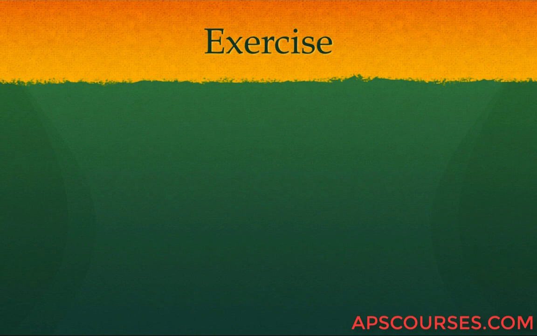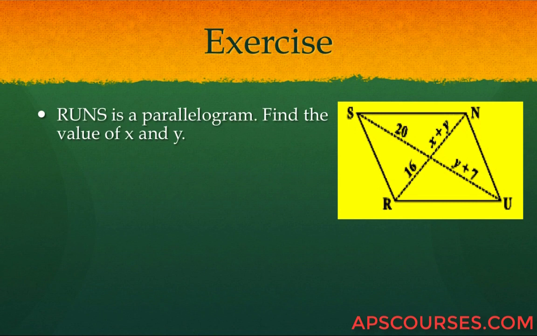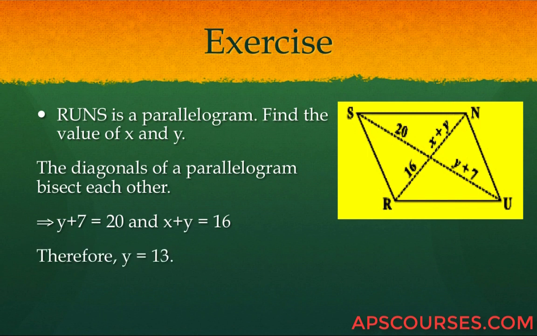Let us solve a very simple exercise now. In this figure, RUNS is a parallelogram. We need to find the value of X and Y. We know the property of diagonals, that they bisect each other. Therefore, Y plus 7 is equal to 20 and X plus Y is equal to 16. Since Y plus 7 is equal to 20, Y is equal to 13. And since X plus Y is equal to 16, X is equal to 3.